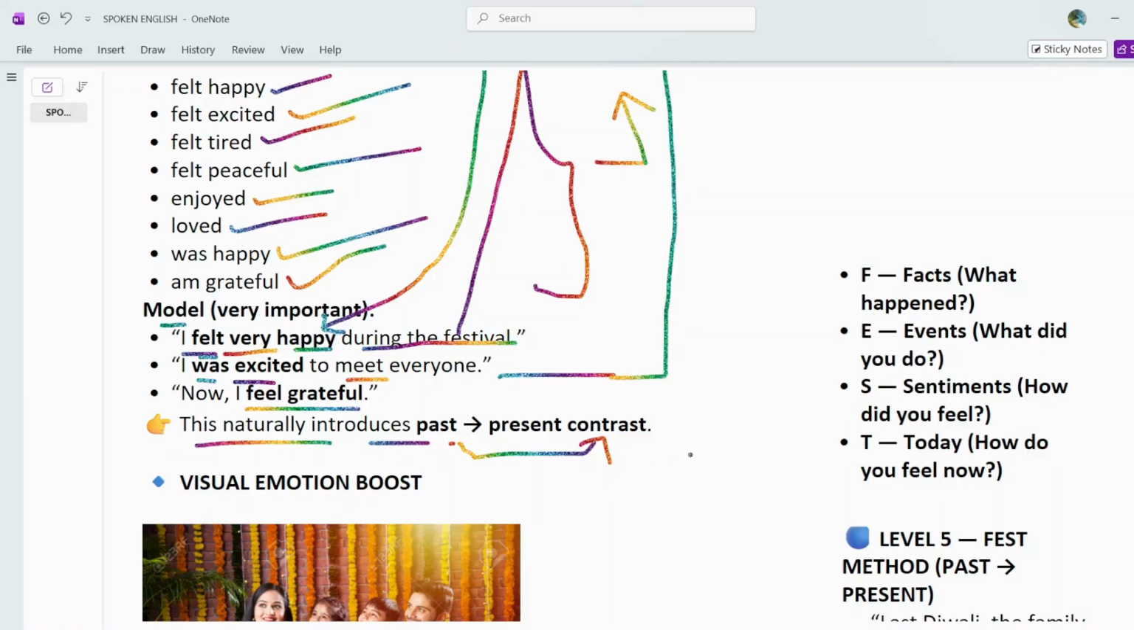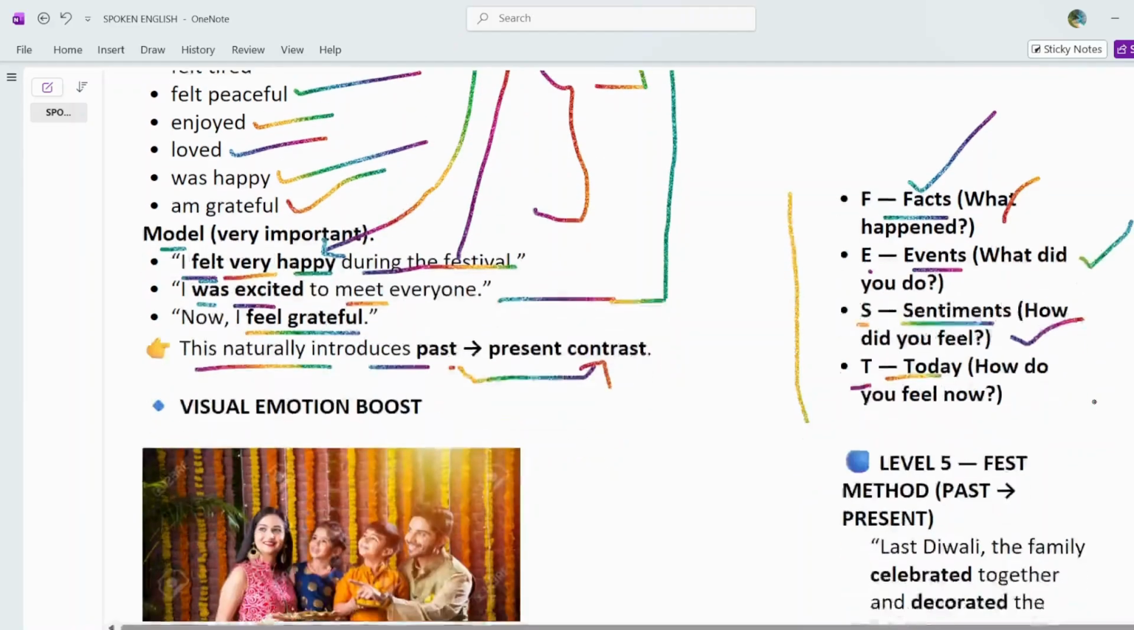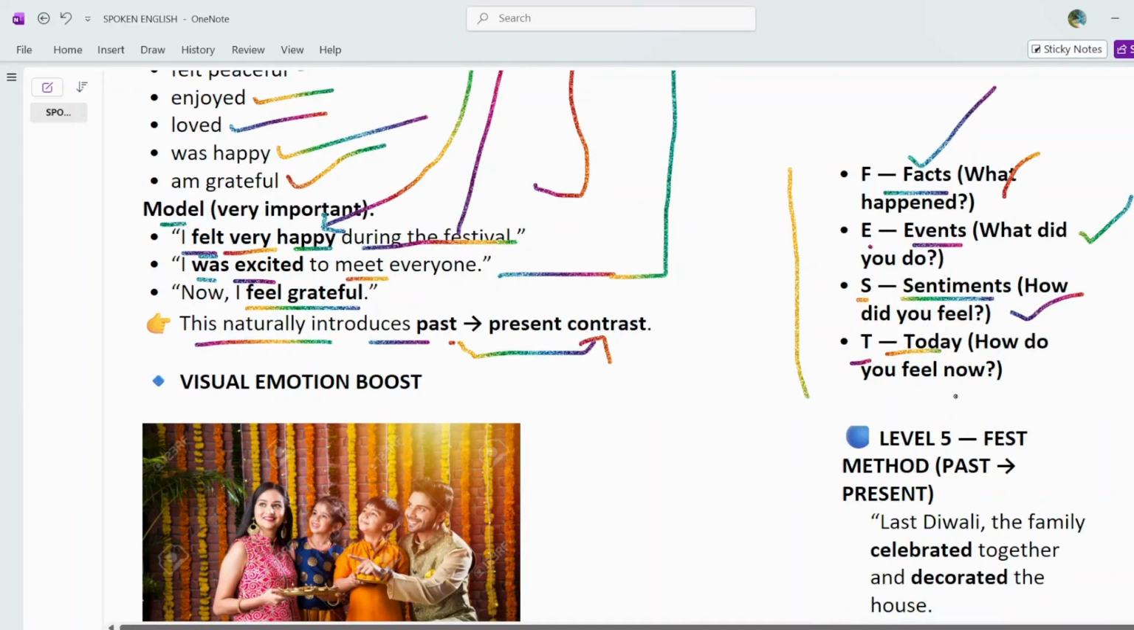Again, I would want to revise this certain FEST method that I spoke to you about in the start, right? I spoke to you about a method known as FEST. F is for facts, E for events, S for sentiments, T for today. When I say facts, that is what actually happened. E, events, means what did you do? All right, what did you do? Now, S, sentiments: how did you feel? And today is how do you feel now? Okay, please remember this structure.